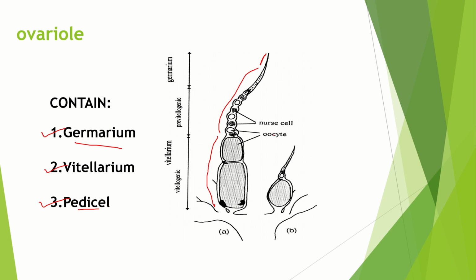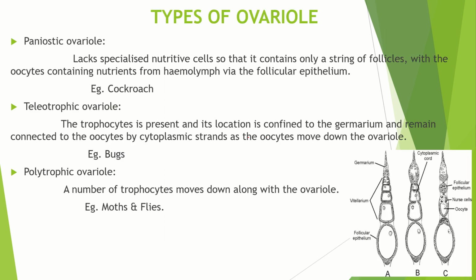There are different types of nurse cells that provide nutrients to the oocyte. These nurse cells are called trophocytes. Based on the trophocytes, ovarioles are divided into three types. First of all, the types of ovariole.